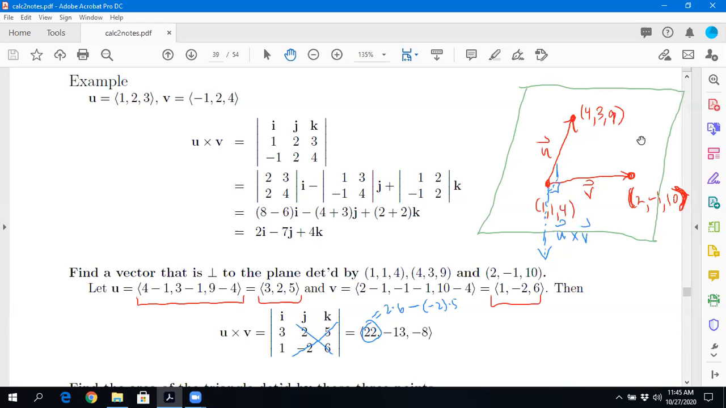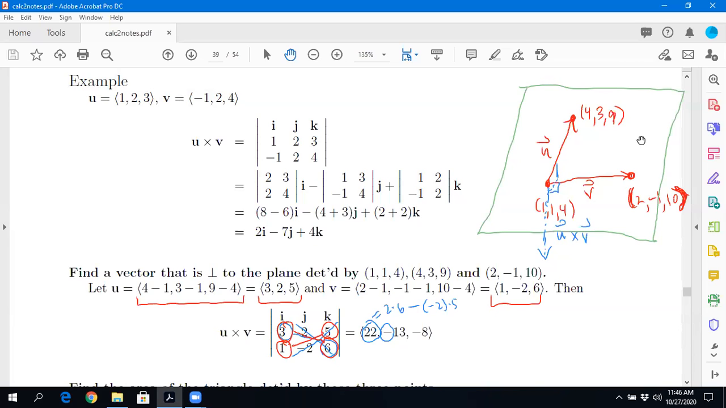How do I get J? Well, remember J, I always slap a minus sign on there to begin with, yeah? So the second coordinate, I slap a minus sign on, and then I go 3 times 6, which is 18, minus 1 times 5. 18 minus 5 is 13, and that minus sign is because I'm doing the J coordinate. Do you see? Yeah?